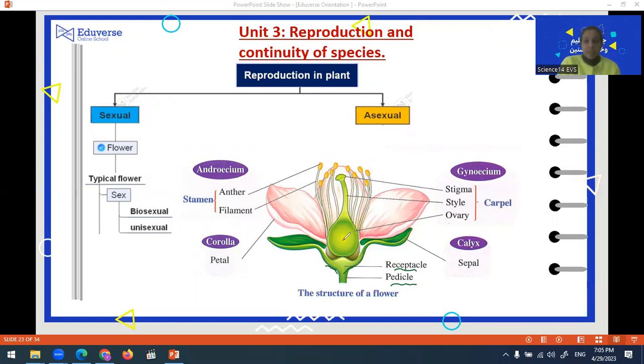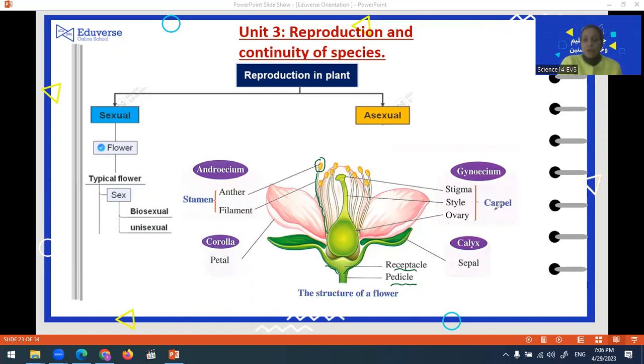The typical flower contains 4 different floral whorls. The first whorl is the calyx, which consists of sepals. The second whorl is the corolla, which consists of petals. The third whorl is the androecium, which consists of stamens. The stamen consists of 2 parts: the anther and the filament. Here is the filament. And the last whorl is the gynoecium.